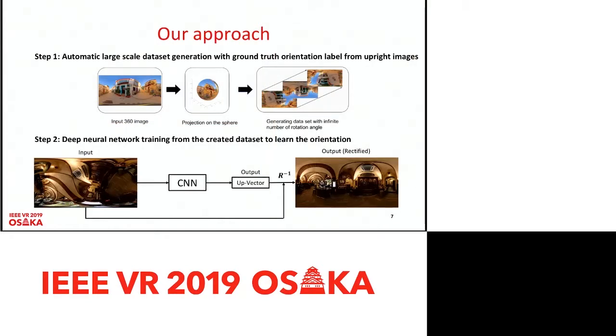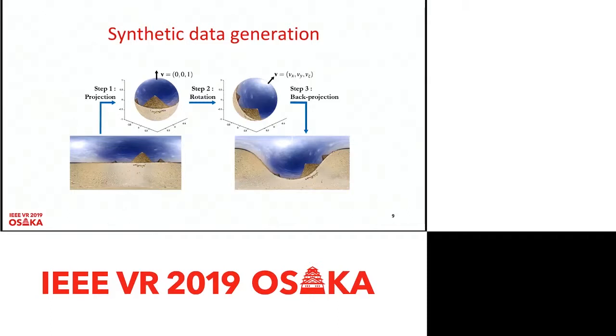Now I'd like to elaborate on our approach. Our approach can be divided into two steps. The first step would be to create a large-scale rotated VR image dataset with the label as the ground truth orientation. Manually creating a dataset that contains rotated VR images and their orientation is a very hard process, as it requires all types of orientation, and deep learning requires lots of data.